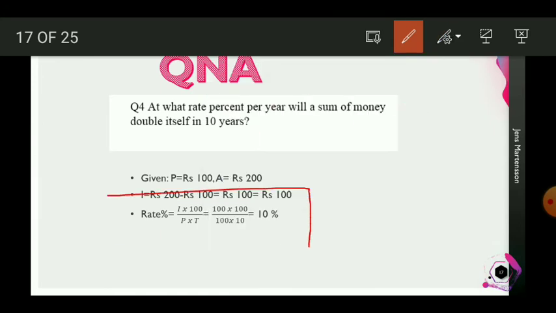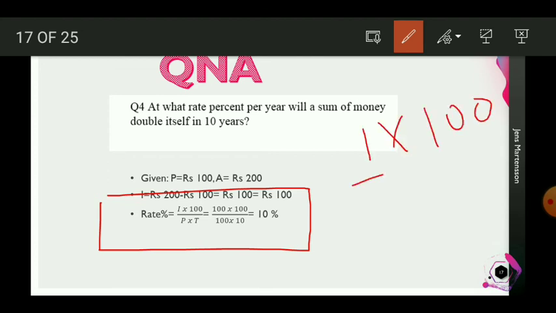Now how to find the rate percent? It is also very easy to find. We just have to do I into 100 upon P into T, with the rest coming down. How did I get this? I got this from the I equals PRT upon 100 formula. Now we have to simplify and evaluate our answer.